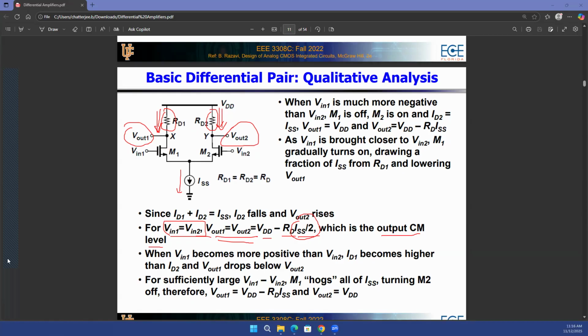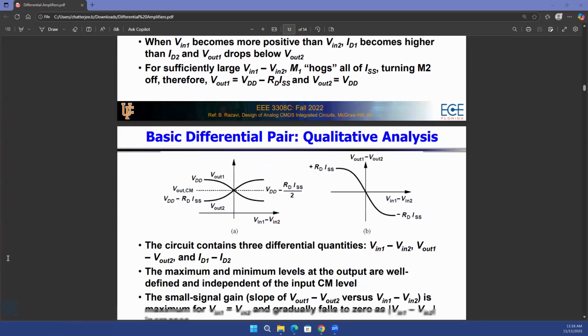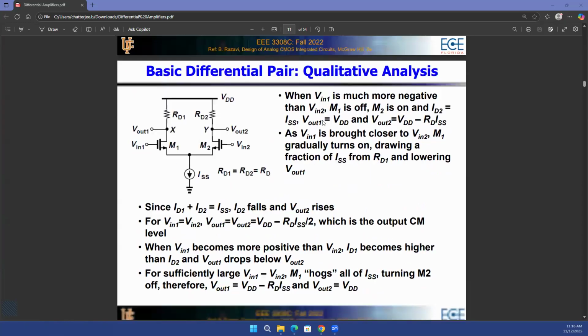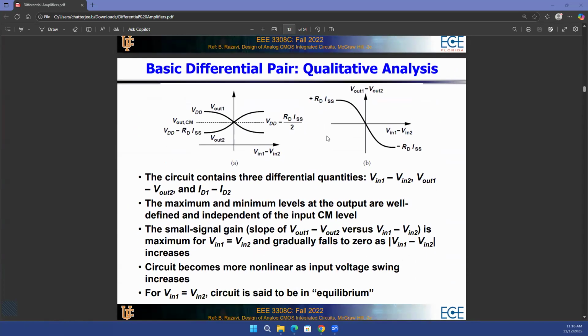Okay. So that's how basically the differential pair works. And this is just a graphical representation of what we just said. If I plot on the x-axis Vin1 minus Vin2, and I'm plotting both Vout1 and Vout2 over here with these solid lines, if V1 minus V2 is very much negative, that means my V1 is much smaller than my V2 in the extreme scenarios.